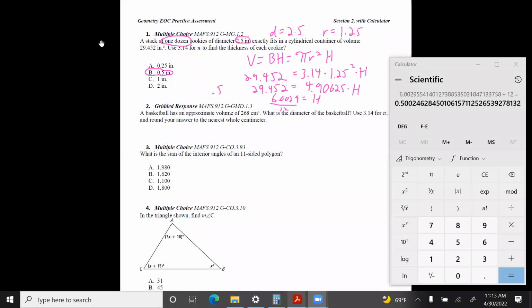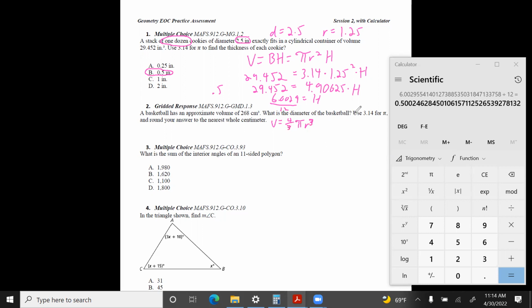All right, question number 2. A basketball has an approximate volume of 268 centimeters squared. What is the diameter of the basketball? Use 3.14 for pi and round to the nearest whole centimeter. So again, giving us volume, we're using our volume formula, which is 4/3 pi r cubed. So volume equals 4/3 pi r cubed. It's hard to write threes on here.